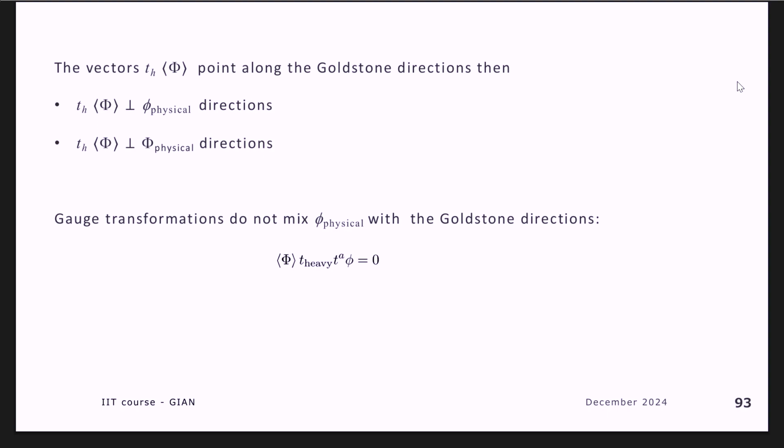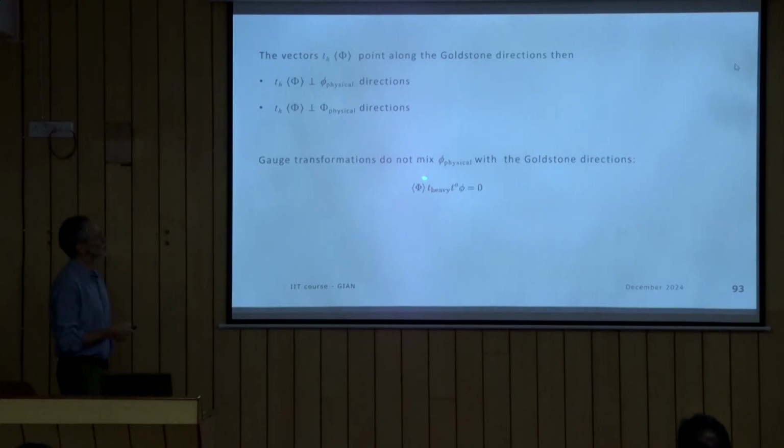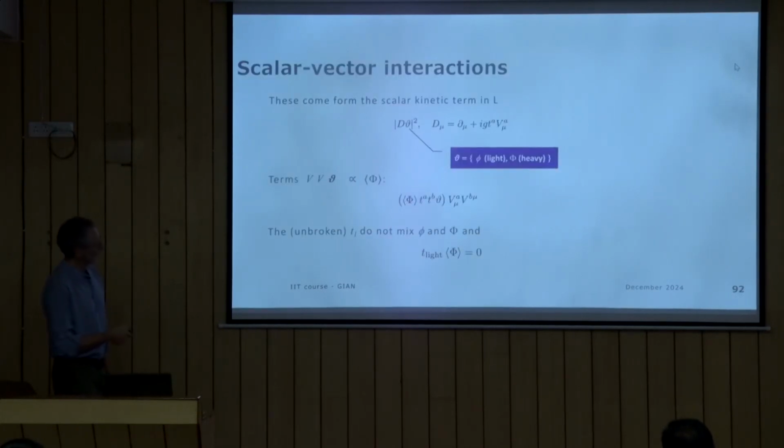And finally, gauge transformations do not mix the physical guys with the Goldstone directions. And all that says this: that if you have a heavy generator and any other generator acting on a light guy and a heavy VEV on the left, you get 0. This shows up here.